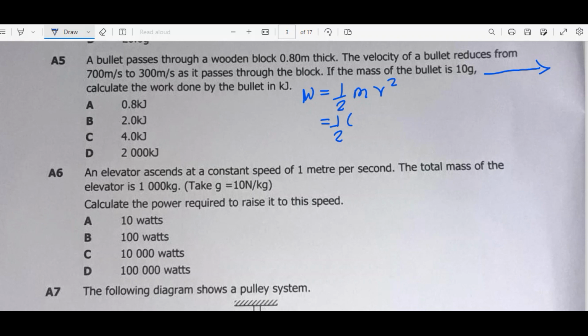Remember, the mass must be in kg, so we need to divide by 1000 to make it kg. So 10 divided by 1000, I'm getting 0.01. We need to find the velocity. The initial velocity is this number 700, the final is this one, so we need to find the difference. 700 minus 300, so the difference is 400, which, whether positive or negative, know that whenever we square that number we still get the positive.